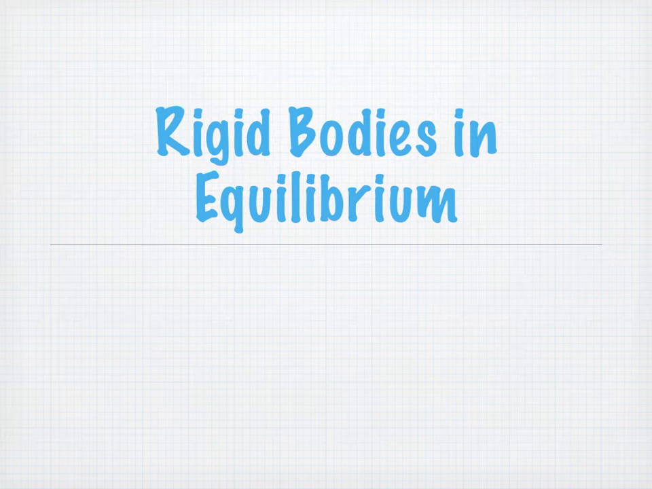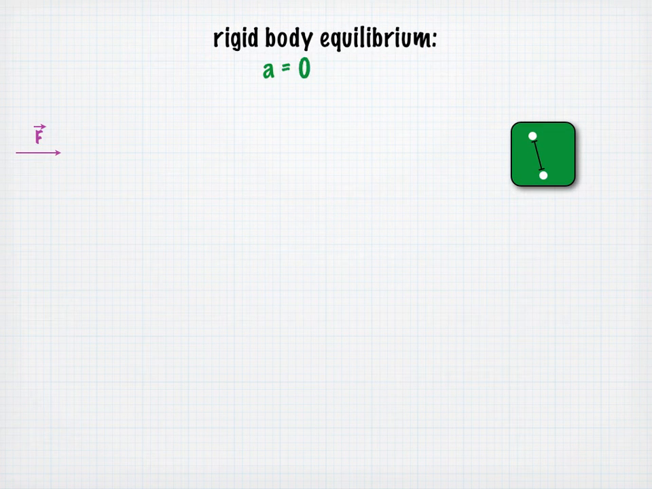Rigid bodies in equilibrium. A body is considered rigid if the distance between 2 points on it remains constant in time, no matter what external forces act on the body. That is, the body doesn't change shape. A rigid body is in equilibrium when it has 0 translational acceleration and 0 angular acceleration.